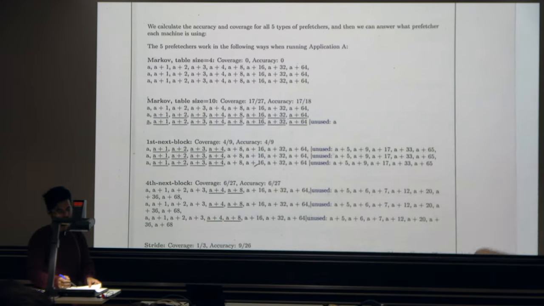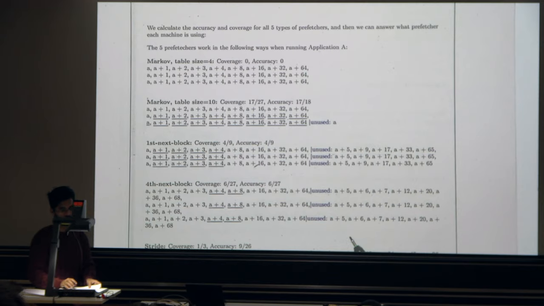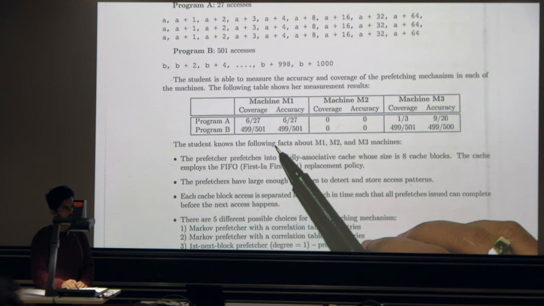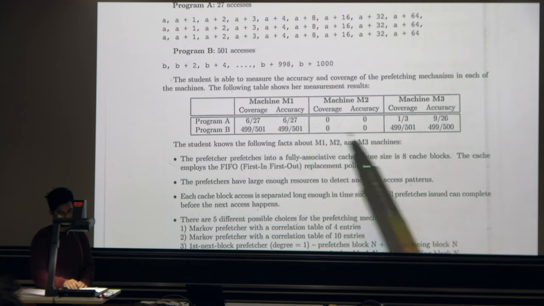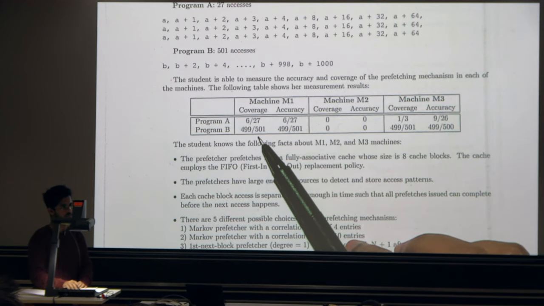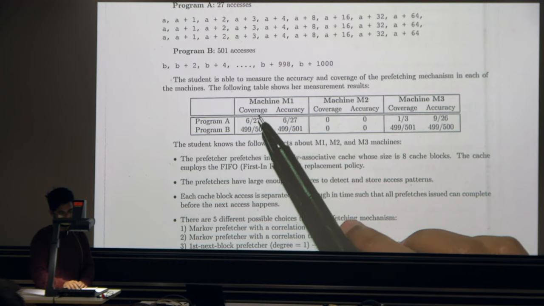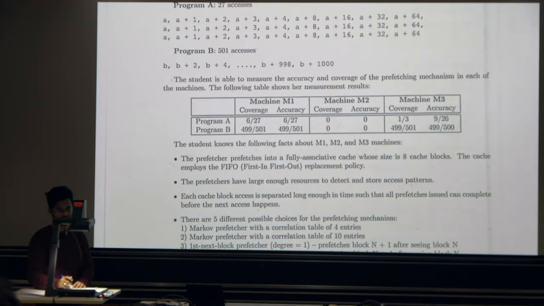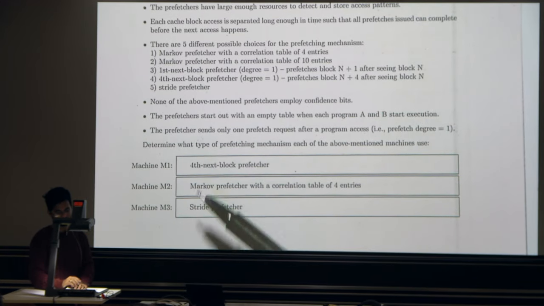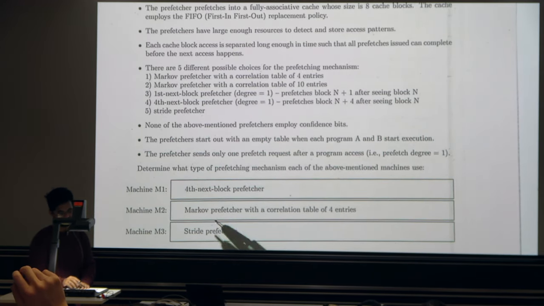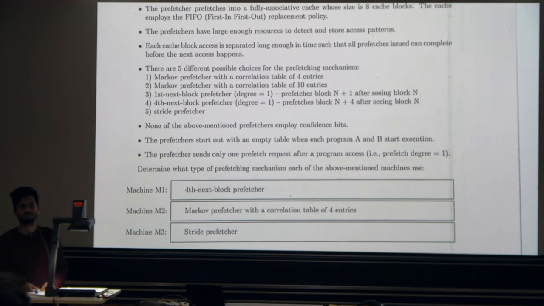So now, once you have done this entire, let's say exhaustive, calculation for all of these workloads and the prefetchers, you just tally up which one of them actually matches, right? So program B, for machine 1 and machine 3, is almost the same thing. So you know that either it can be the fourth next block or the stride prefetcher. But as we have seen, program A has different properties, so we can simply check which one fits best, and that essentially ends up here. So machine 2, everything is 0, that means it's most likely the Markov prefetcher. So the Markov prefetcher, it's out. And then machine 1 is the fourth next block, and machine 3 is the stride prefetcher. Make sense?